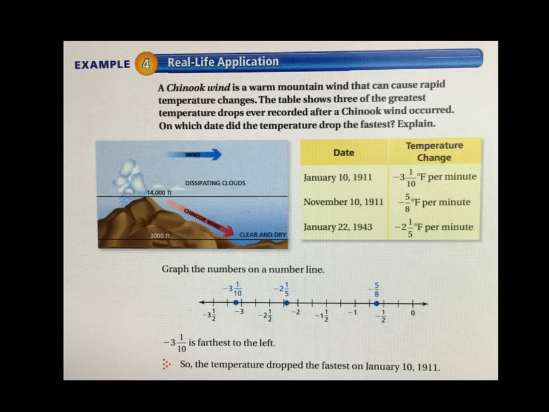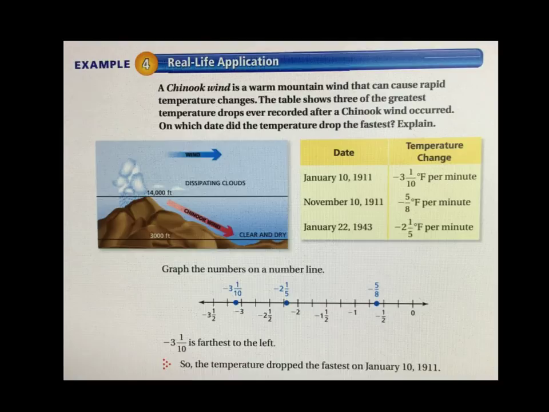All right, example 4, our real-life application. It says, a Chinook wind is a warm mountain wind that can cause rapid temperature changes. The table shows 3 of the greatest temperature drops ever recorded after a Chinook wind occurred. On which date did the temperature drop the fastest? And then it says to explain. So what we can notice here, let me get my red color here.